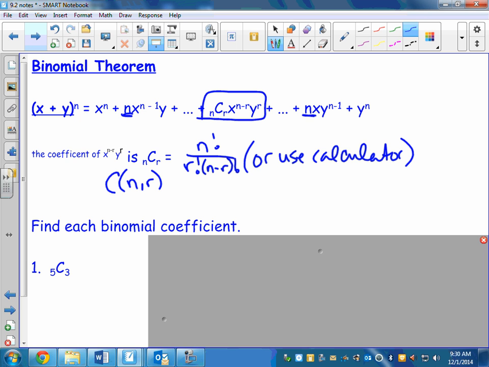Okay, so let's think about what n and r are. n is always the power, right? The power out here. So like this would be like to the 5th. r is what y is. So if y is to the 3rd on this one, right, this is like y to the 3rd, what would the exponent be on x at this term? Because it has to add up to n every time. You see what I'm saying?